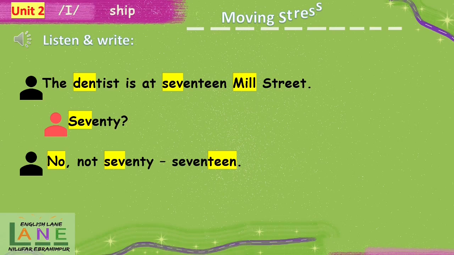4C. Example. The dentist is at 17 Mill Street. 70, No, not 70. 17.